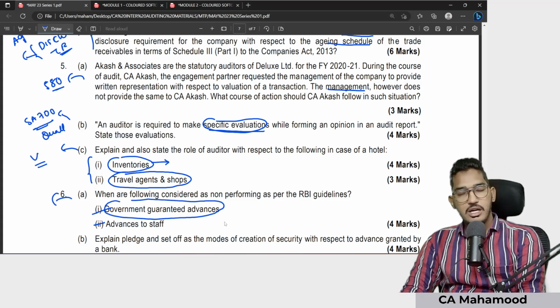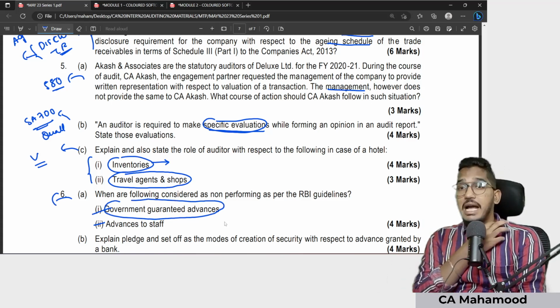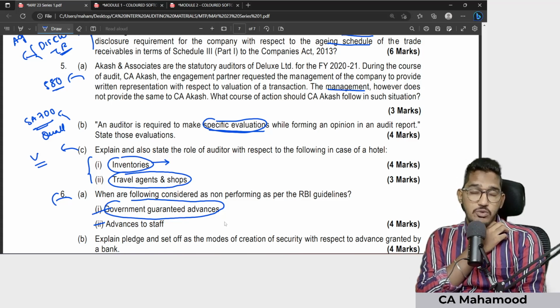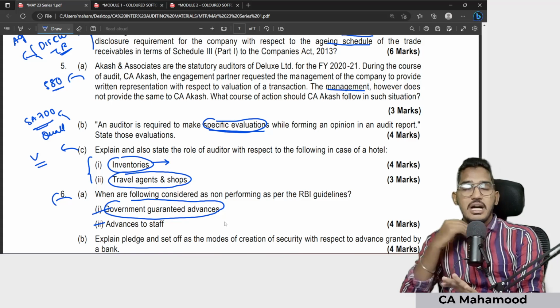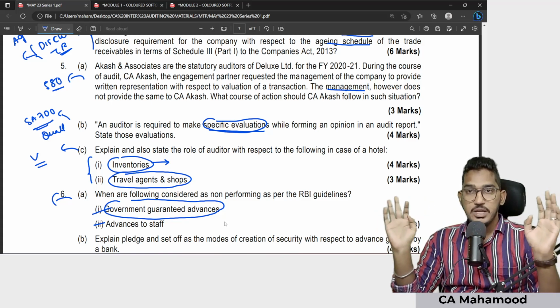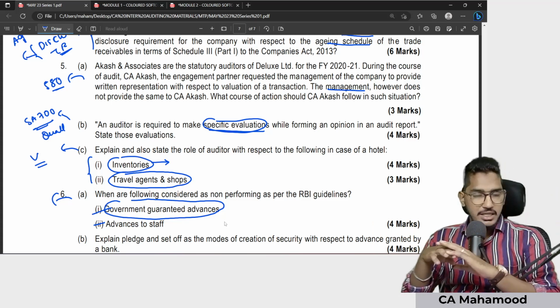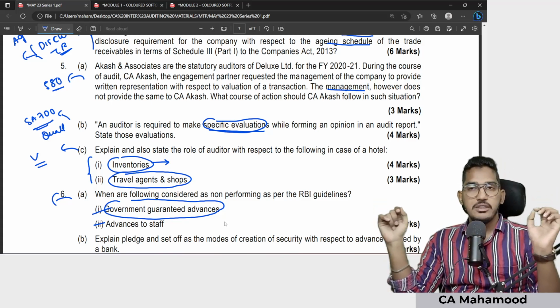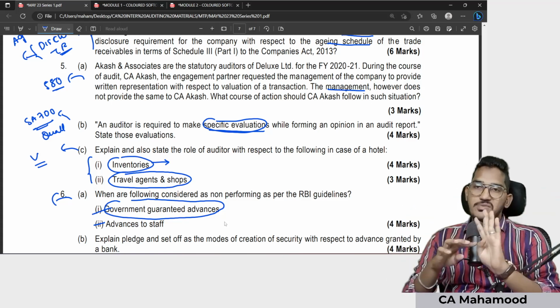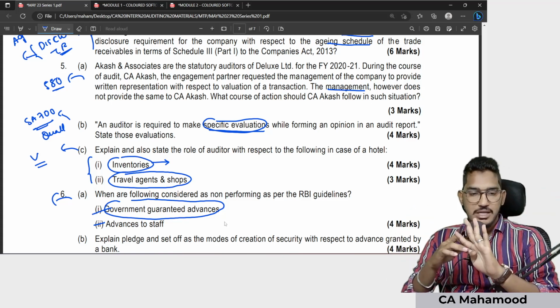As we know, if the central government has given guarantee and the guarantee is not invoked or repudiated, even though they remain outstanding for more than 90 days, central government guaranteed advances will not be considered as NPA for asset classification. But if the state government has given guarantee, no special treatment; state government guarantees will be considered as NPA if they remain outstanding for more than 90 days. So this is when government guaranteed advances will be considered as NPA.